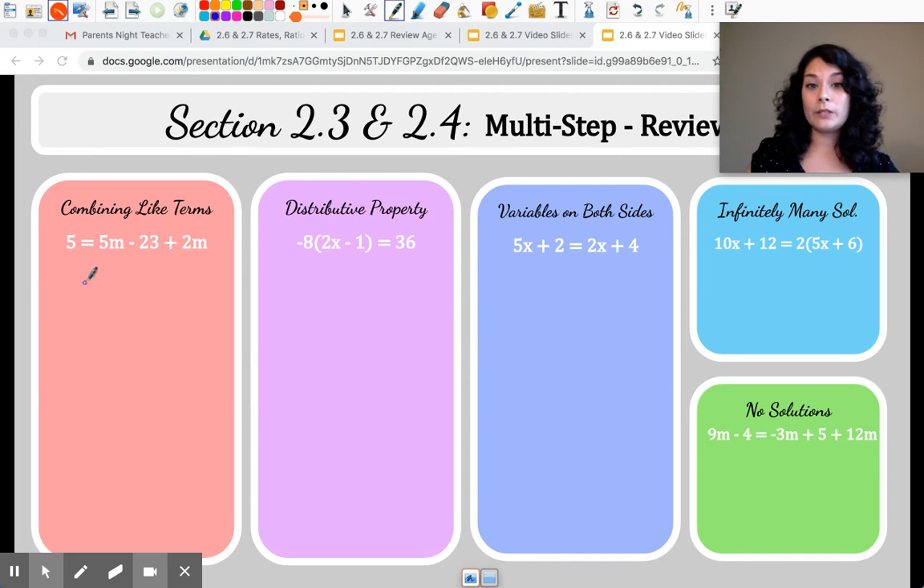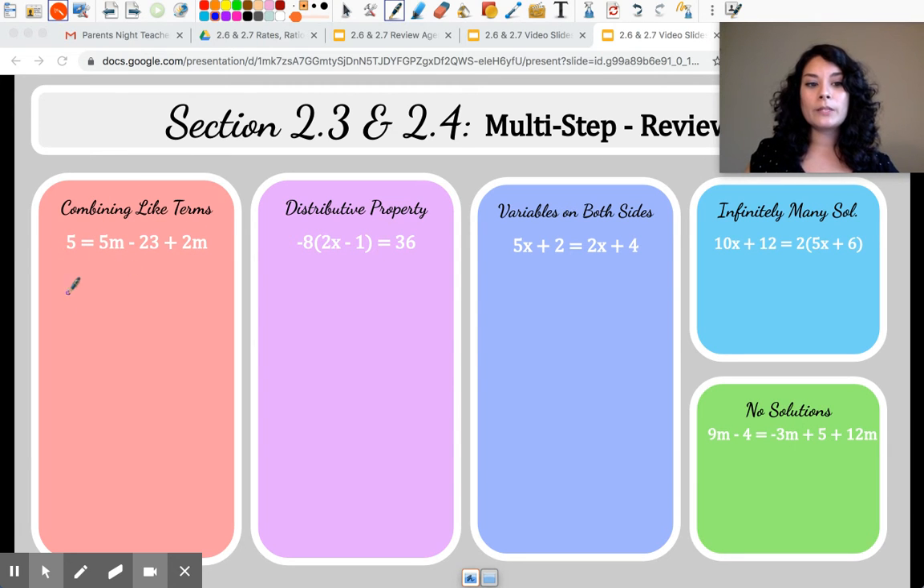So feel free to pause the video if you need to copy these down. You may want to just write them down as I do it, just so you are leaving enough space to do each problem and not running out of space or leaving too much space. So maybe just do them one at a time. So I'm going to start with this example on the left.